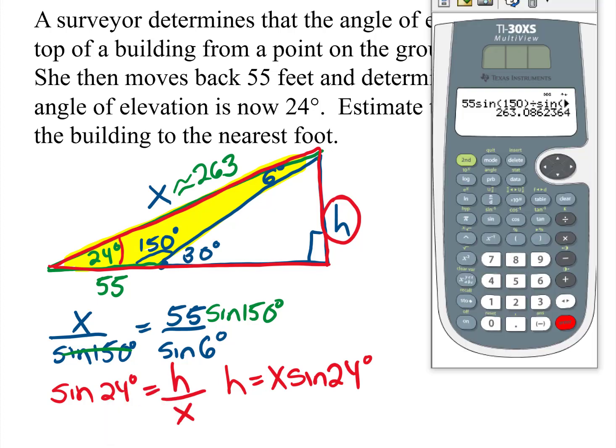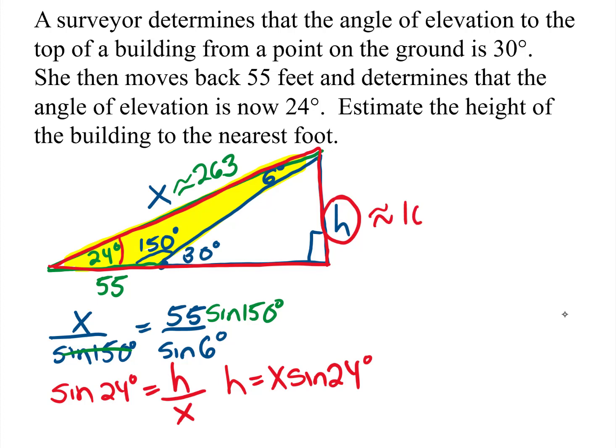I'm going to bring my calculator back, and I've already got that x in my calculator, so I need to just multiply that by sine of 24. And it looks like to the nearest foot my height is 107 feet. So this building is about 107 feet tall.